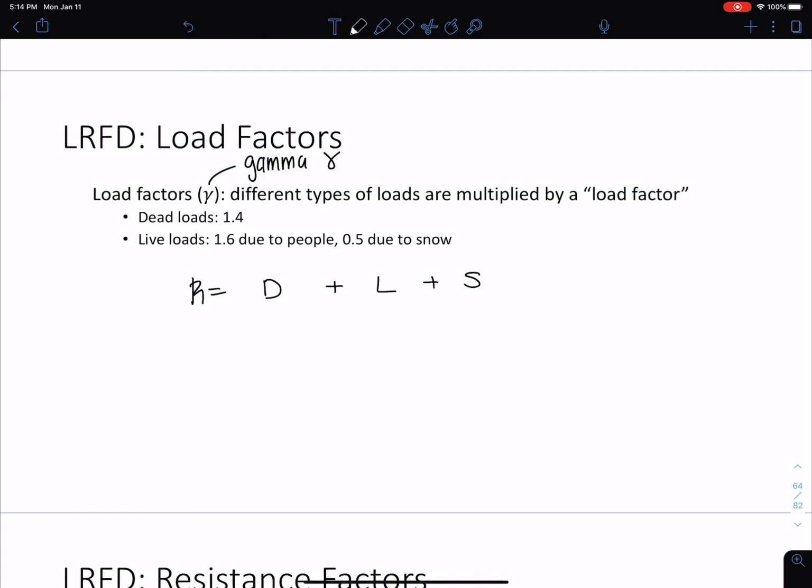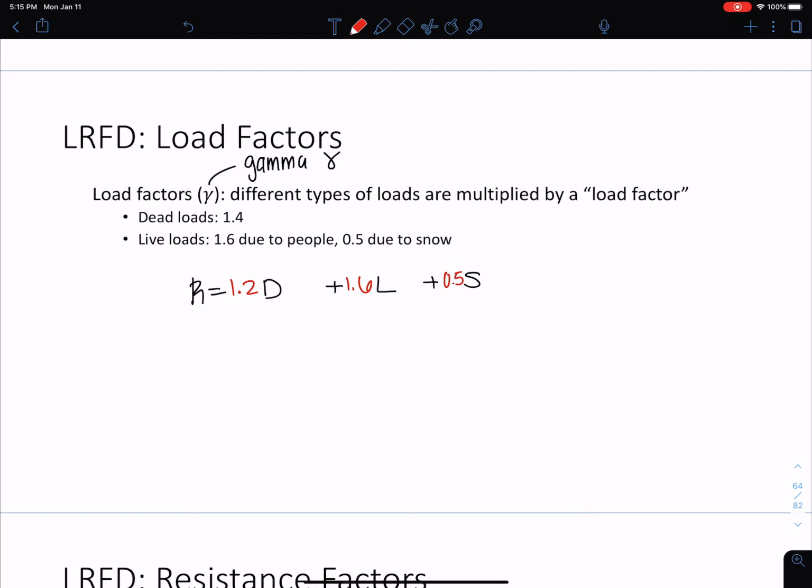Okay, this is how we would build a system. We'd have to account for all of the loads on the system, right? So what LRFD load factors do is they say, you know what, I'm not just going to add the dead load, the live load, and the snow load. I'm not going to just add these loads together. I'm going to multiply them by a factor. So I'm going to make this 20% more. I'm going to increase the live load by 60%, and I'm going to reduce the snow load by a little bit.